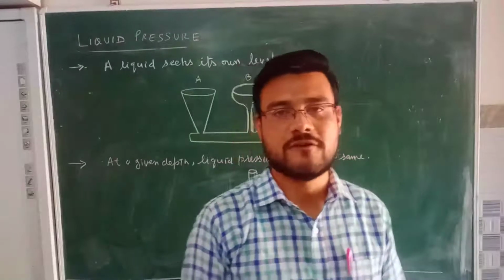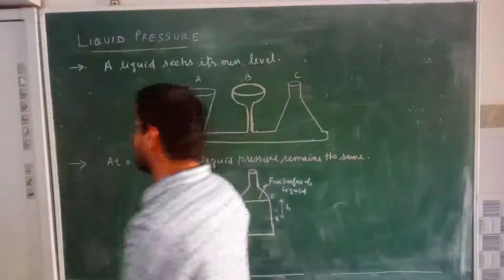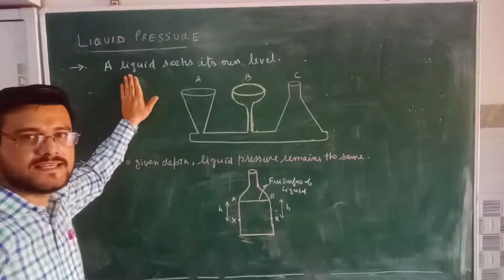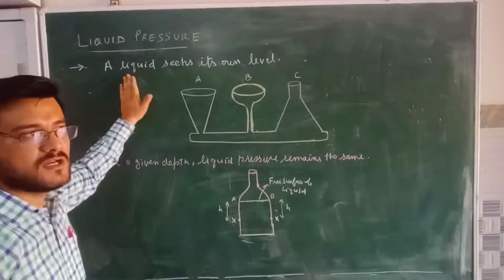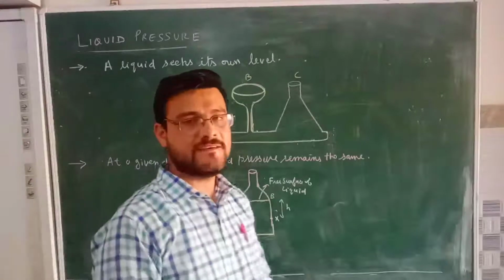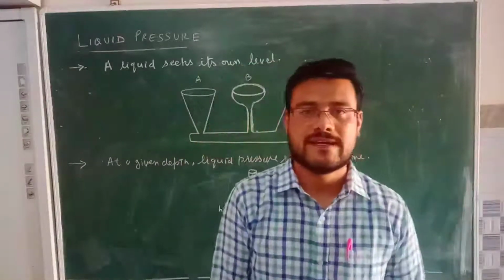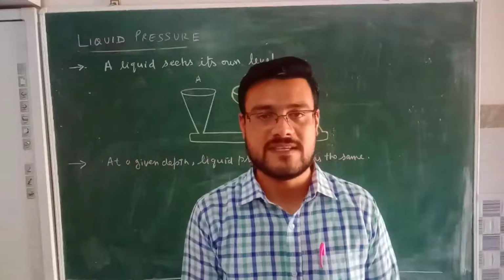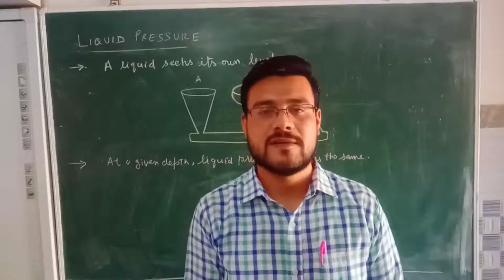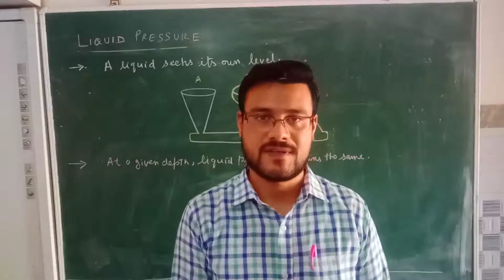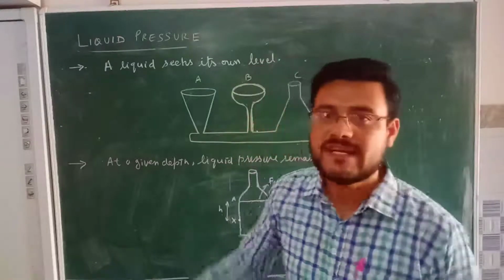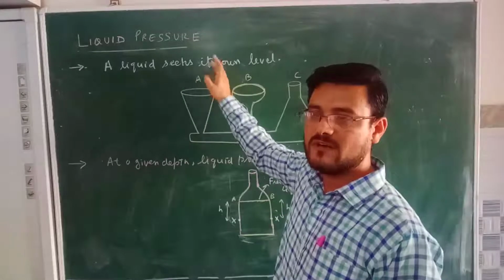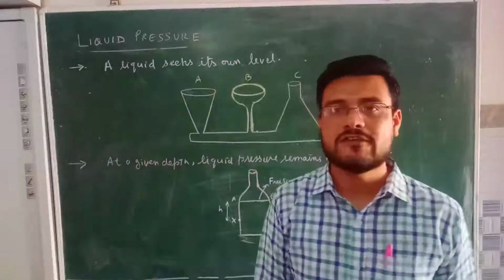Next, proceeding forward, the next important point we are discussing about liquid pressure is that a liquid seeks its own level. In the definition we have already seen that liquid pressure is the thrust acting per unit area. This means that liquid pressure does not depend upon the surface area. So this property is used in this important property of liquid pressure, that a liquid seeks its own level.